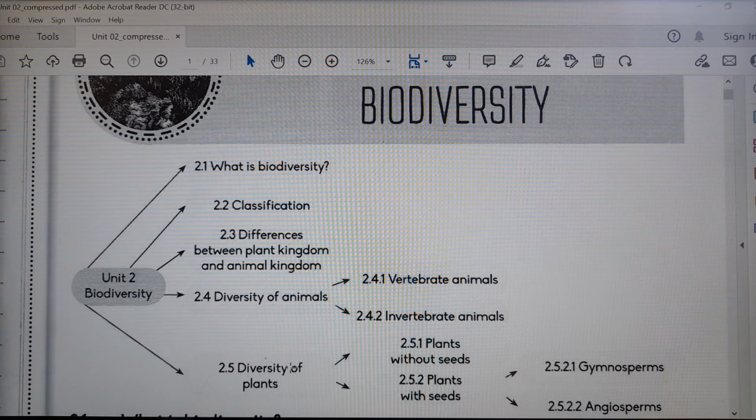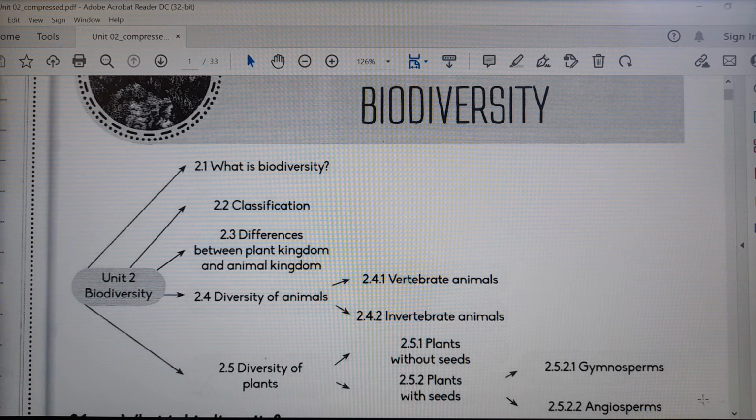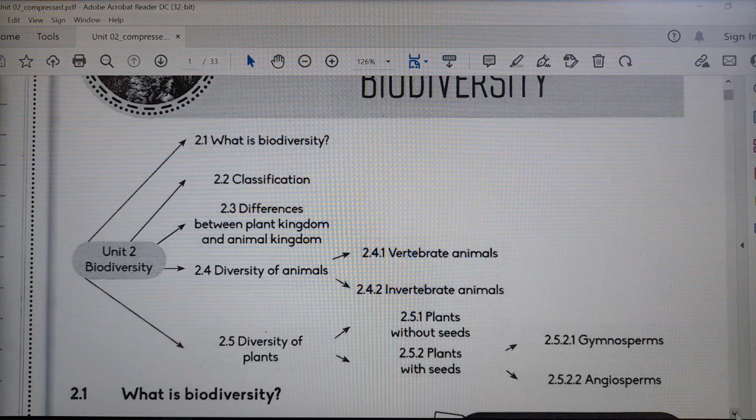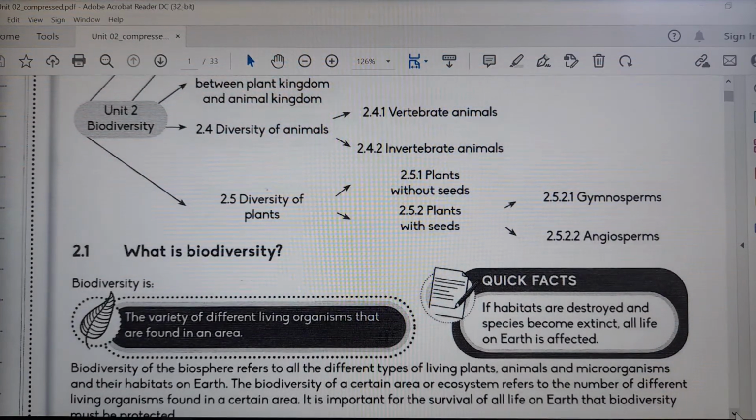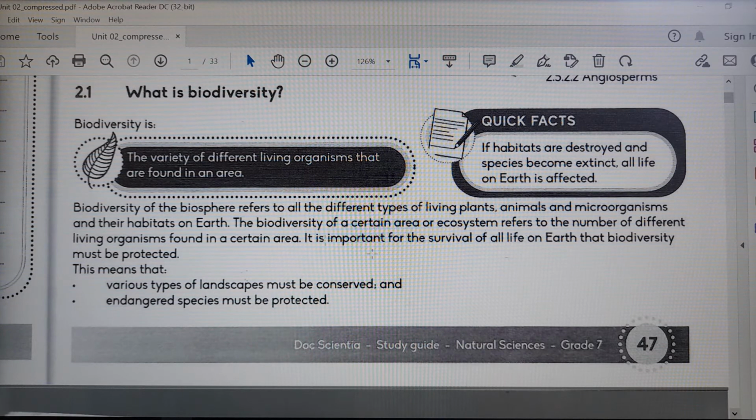And we are going to look at diversity of plants, plants without seeds, and plants with seeds. The plants with seeds will be divided into gymnosperms and angiosperms. Okay, so that is what we are going to cover. It's a lot of work, but we are going to break it down into smaller pieces that you'll be able to understand. Let us go to our very first section, 2.1, that tells us what is biodiversity.